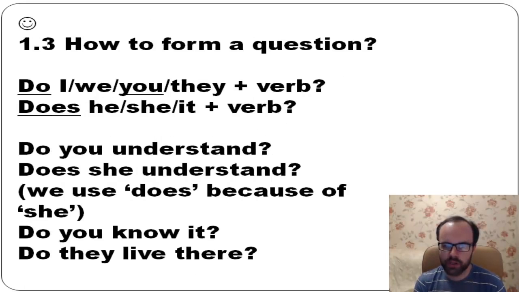How to form a question? Do I, we, you, they plus verb. Does he, she, it plus verb. Do you understand? Does she understand? We use does because of she. Do you know it? Do they live there?